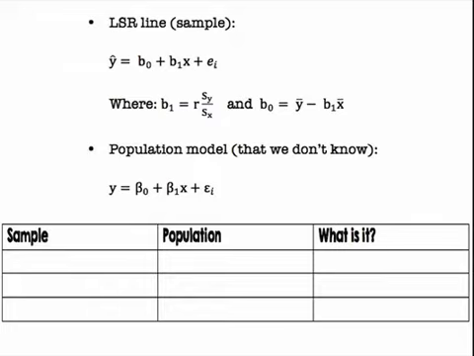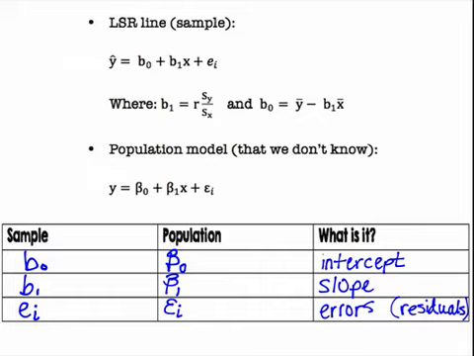The least squares regression line, that's for our sample, is y hat equals b sub 0 plus b sub 1 x plus e sub i. Okay, b sub 0 is representing your sample intercept, b sub 1 is representing your sample slope, and e sub i is representing your errors or residuals. And a lot of these other formulas are going back to linear regression, so they're on your reference sheet.